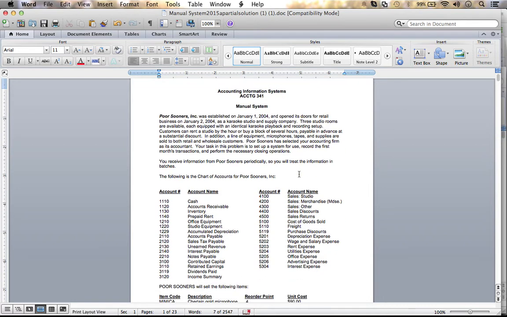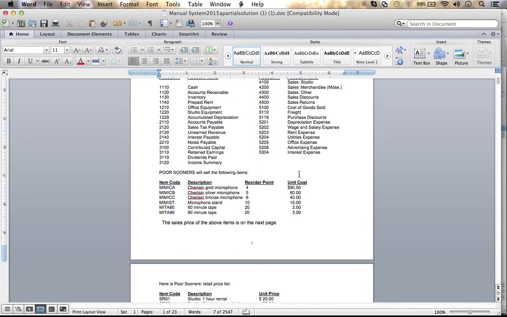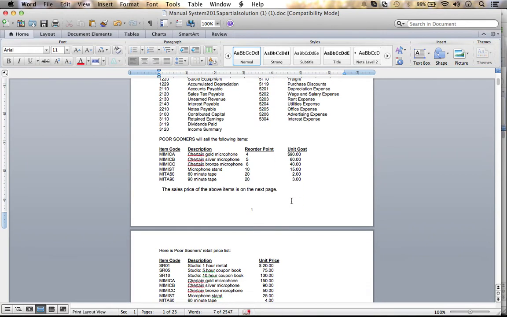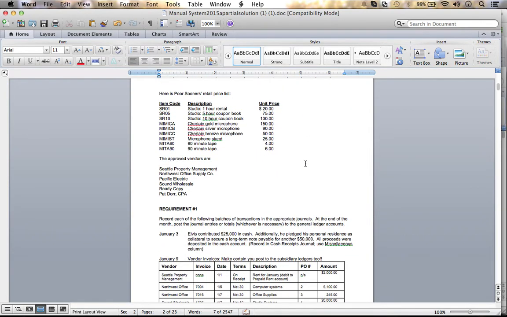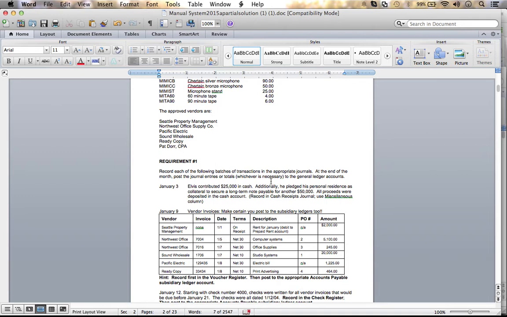This is what we're looking at is a chart of accounts. Beneath that, we have the inventory file, which shows us the code of the inventory, description, reorder point, and unit cost. Beyond that, we've got the price list of our studio time and inventory. Now note that this is a merchandiser, sells inventory, but also is a service entity and it sells studio time to our customers. Below the price list is our approved vendors.